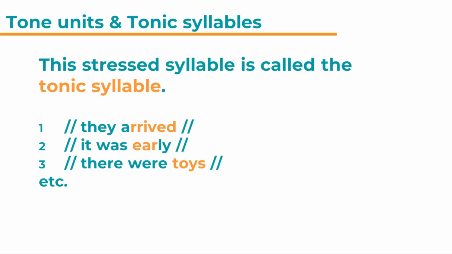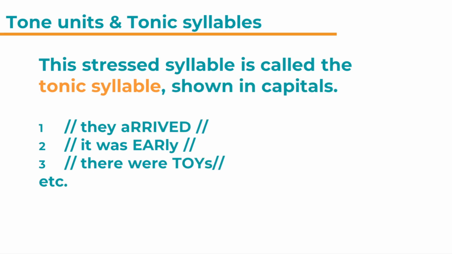Now, these stressed syllables are called tonic syllables. In each of the tone units, we have 1 stressed syllable and 1 stressed syllable only in our examples, and those are the tonic syllables of the tone unit. Now, we will show tonic syllables in capitals in this video. So have a look again at our 3 examples. They arrived. Arrived is now in capital letters, and that means this is the tonic syllable.